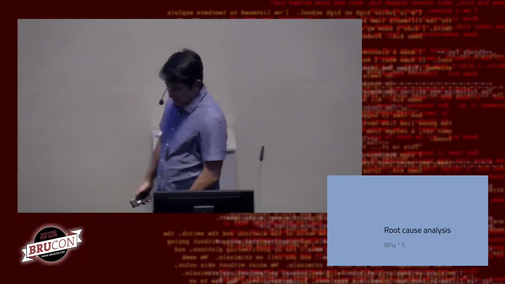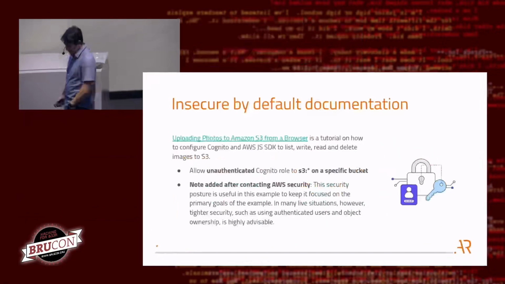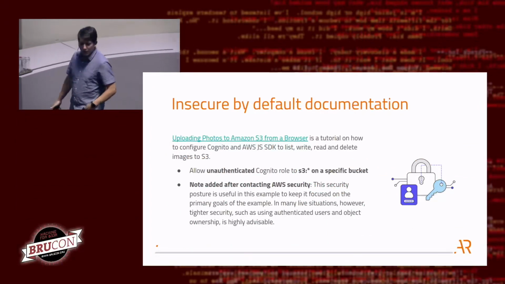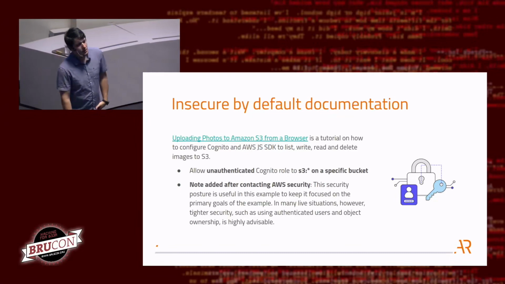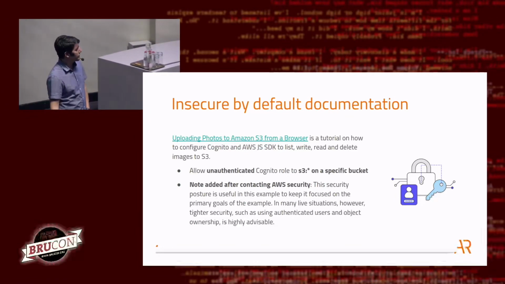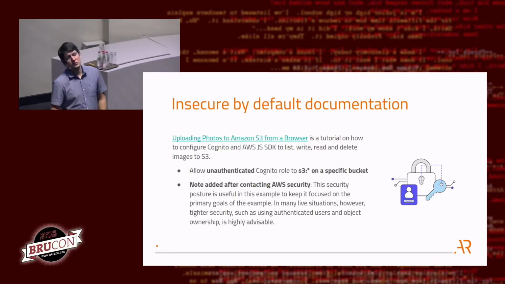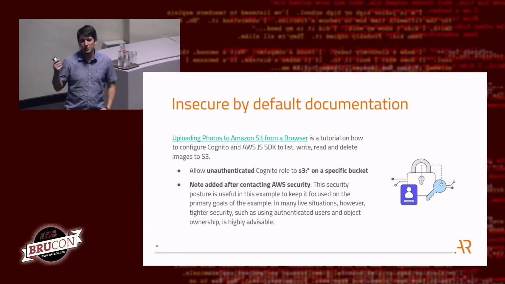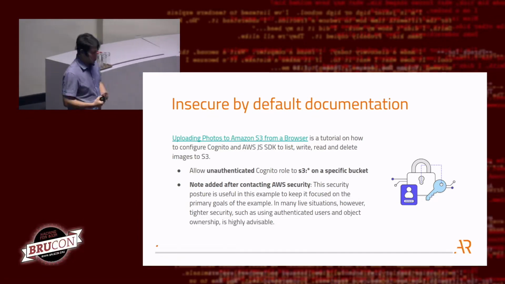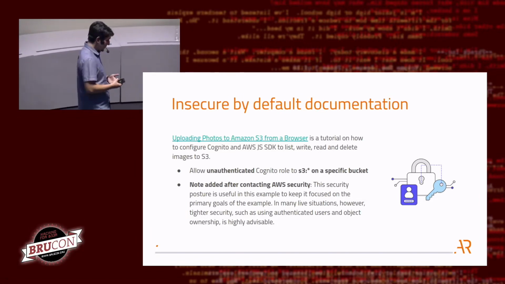Root cause analysis. Why is this happening? Why are we seeing so many, 20%, that's a lot. Why are we seeing so many AWS Cognito configurations which are insecure? I think that there are two main reasons. First, documentation. The documentation before this research was insecure by default.